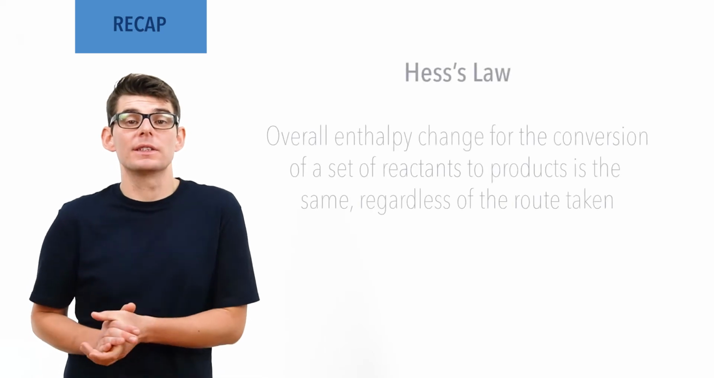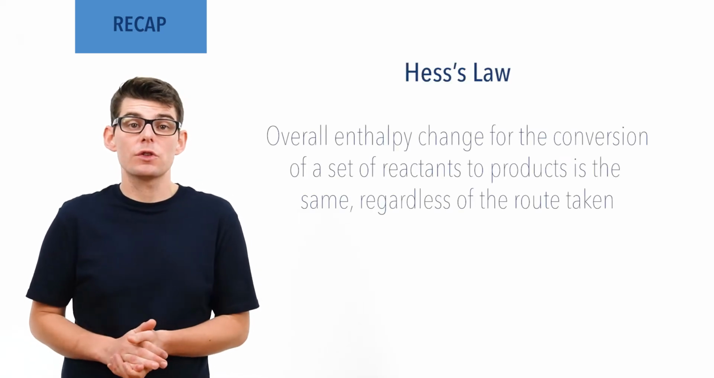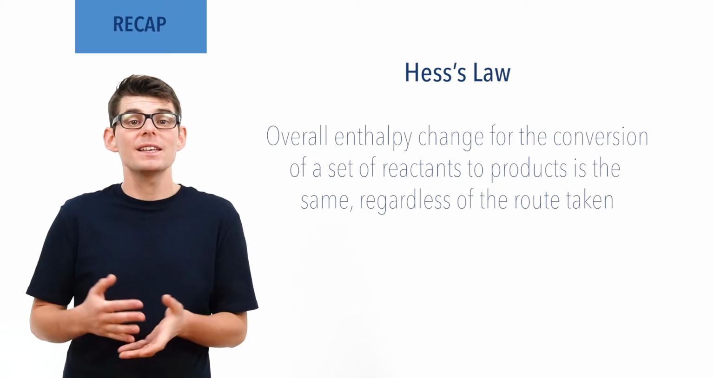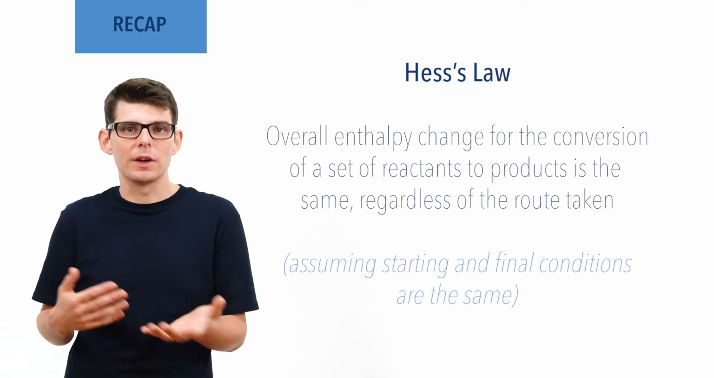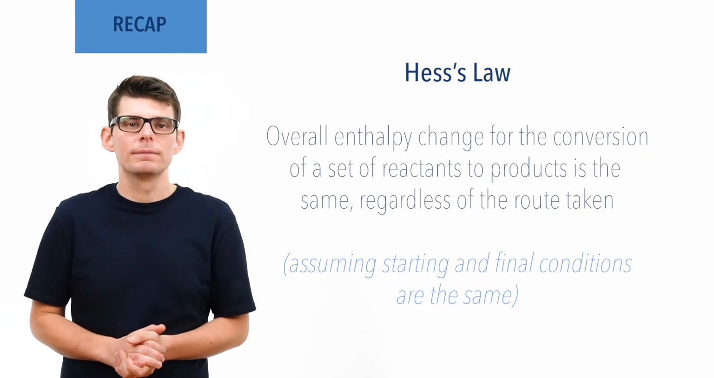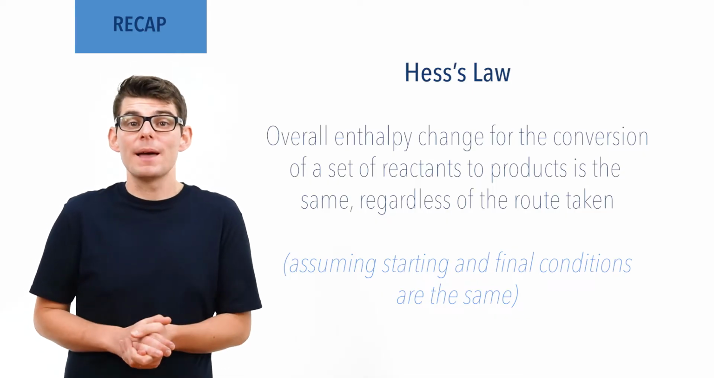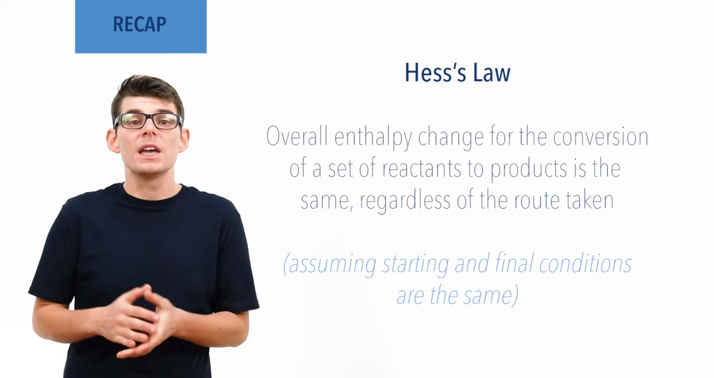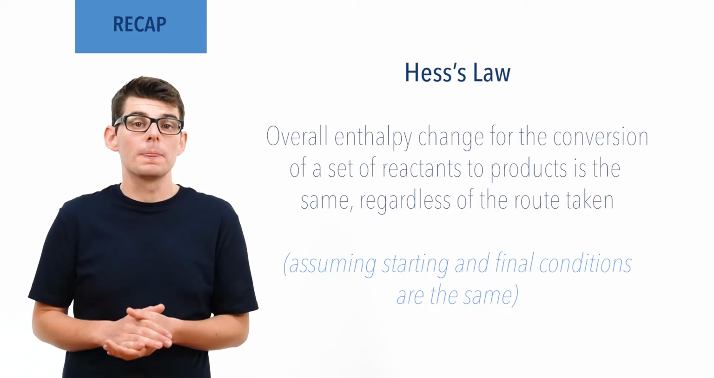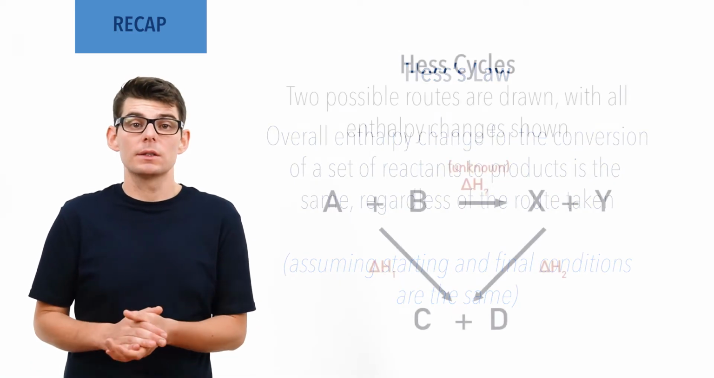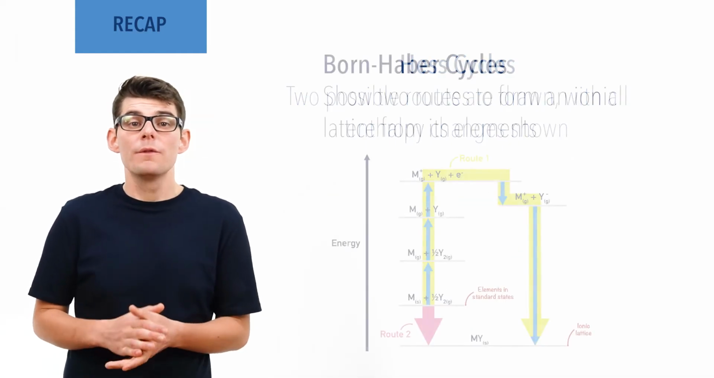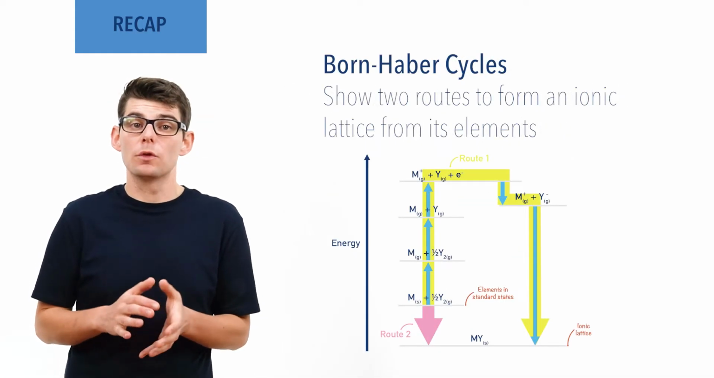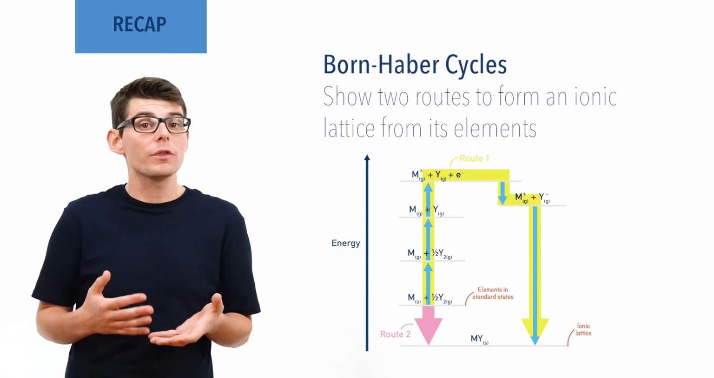Hess's law tells us that the overall enthalpy change for the conversion of a set of reactants to products is the same, regardless of the route taken, assuming initial and final conditions are also the same. It is possible to find the enthalpy change for a part of a route if all other enthalpy changes are known. This can be done using Hess cycles. Born-Haber cycles are a type of Hess cycle that can show two possible routes for the formation or dissociation of an ionic lattice. Recap done?